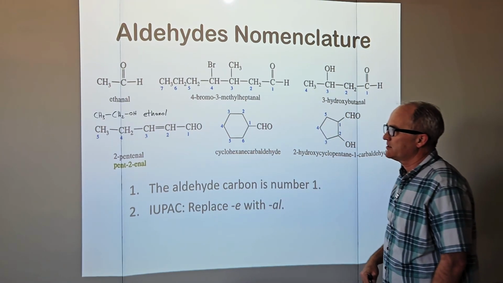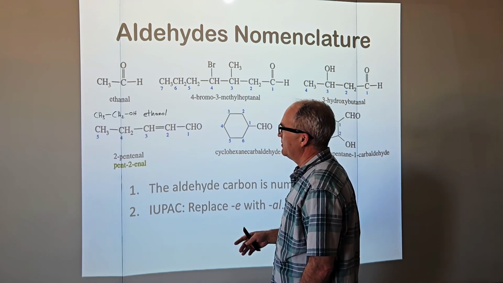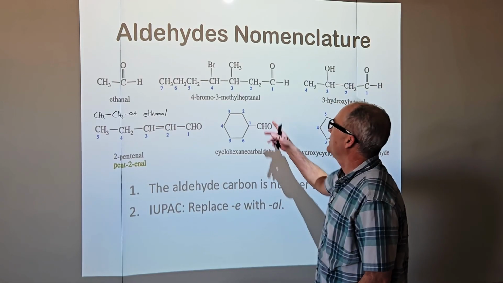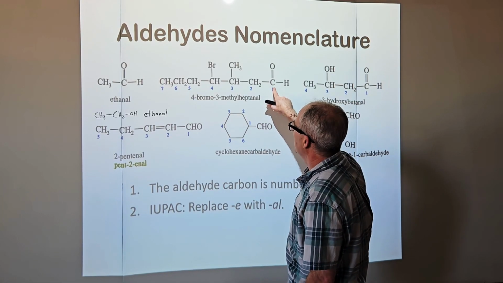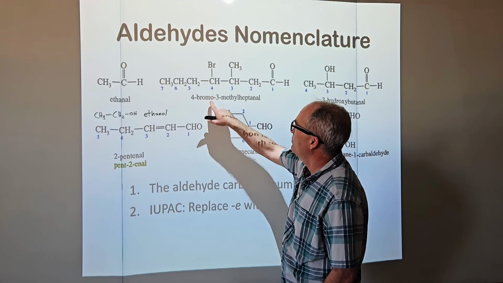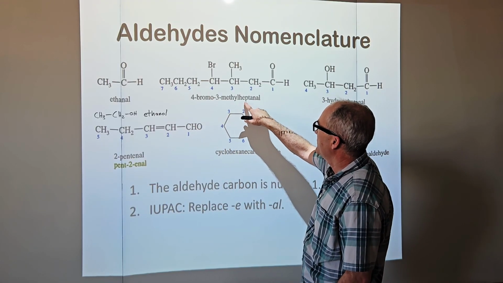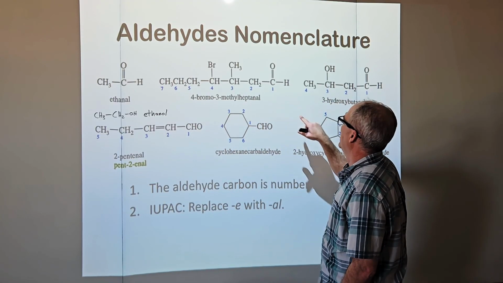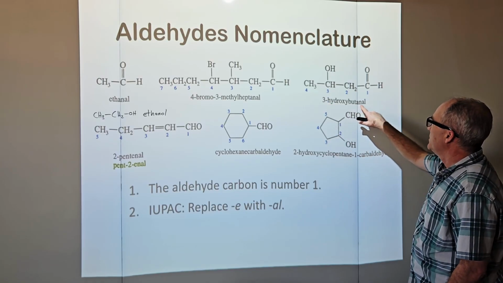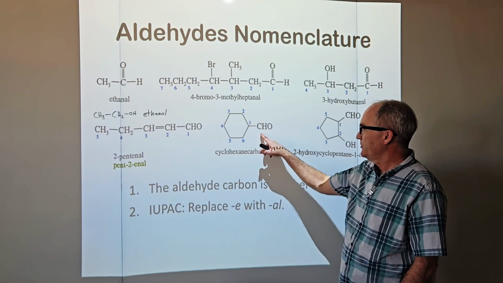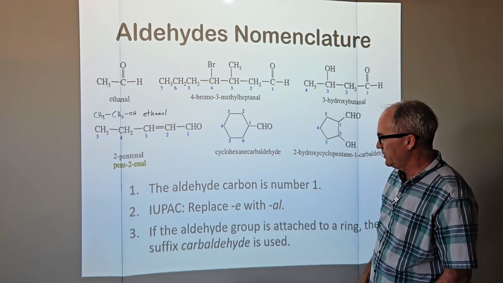Acetaldehyde. Think acetic acid. All common names there. So here we've got a bunch of substituents. This is always number one. 4-bromo-3-methylheptanal. 3-hydroxybutanal. All right, now here's something interesting. Maybe we have it down here.